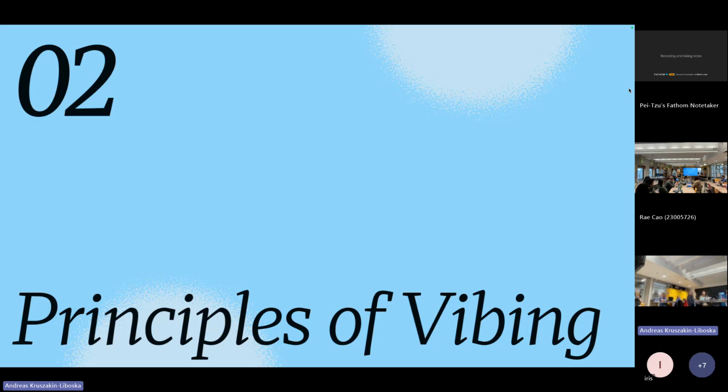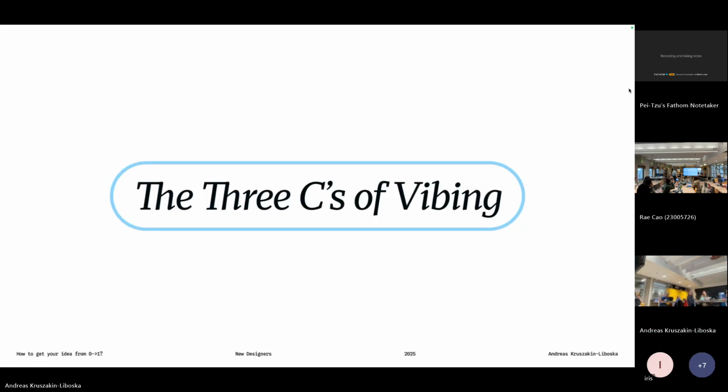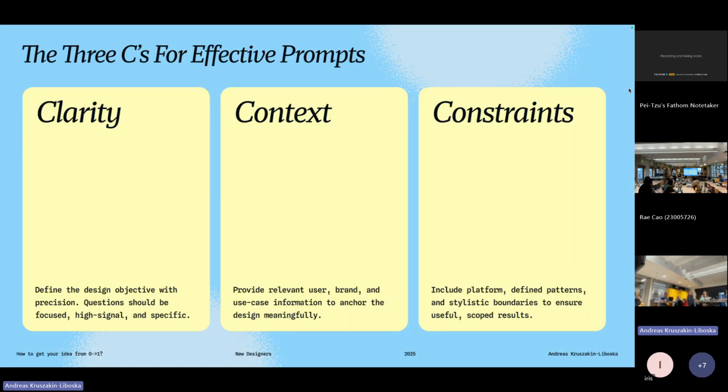So anyway, the principles of vibing: what are these principles? Well, from the Figma event this week, there are the 3 Cs of vibing that I borrowed. Shout out to them, really great presentations. They are the 3 Cs for effective prompting, and prompting is really important: clarity, context, constraints. Always define clearly what the objective is, what we are trying to do. What's the focus, right?